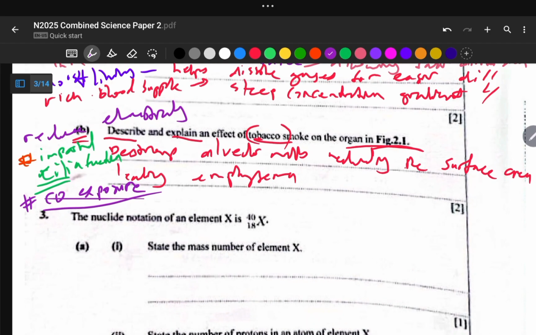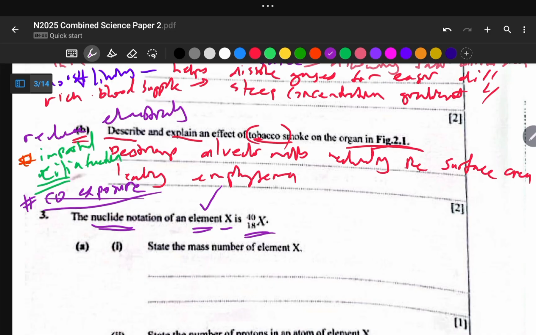So number 3 says the nuclide notation of an element X is shown. This is the nuclide notation. First we should be able to define the term element, the term compound, the term atom, what else? The Avogadro's number, the Avogadro's constant, and the Avogadro's law. The concentration, solubility, solvent. You should be able to define these simple definitions. They're going to come with 1 mark. Are we together, guys? All right.